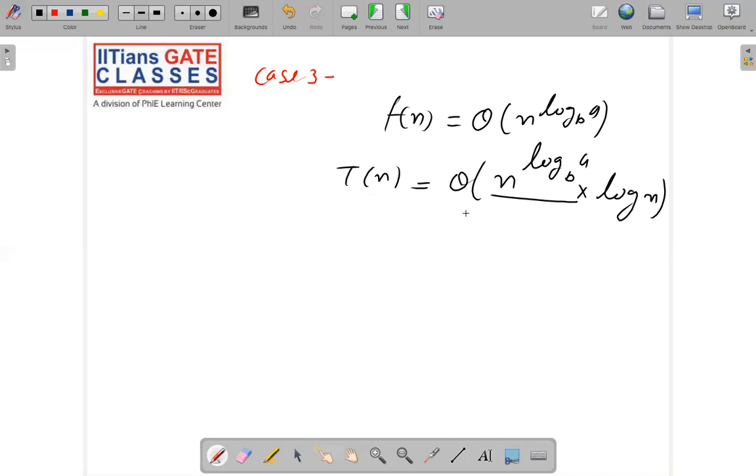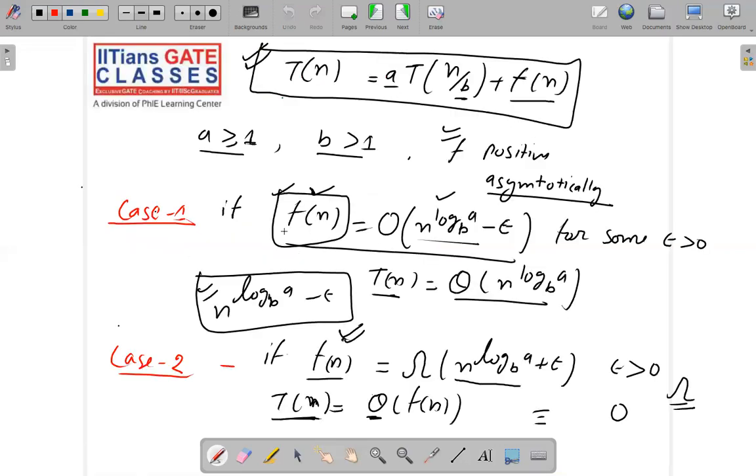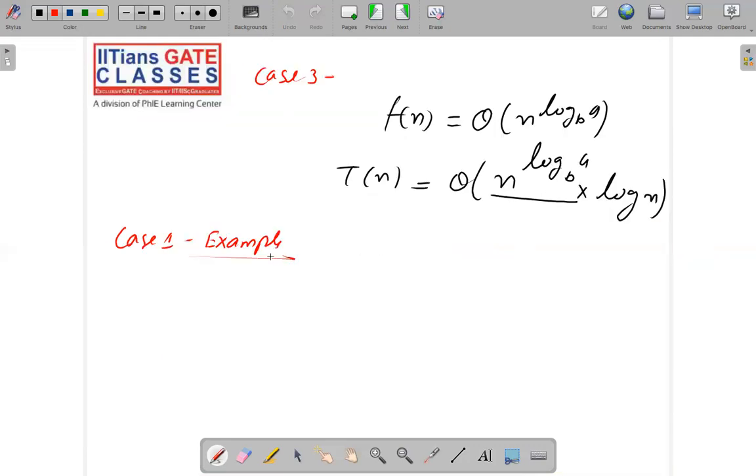So now let's solve some examples to get a better understanding of this. Let's start with the case 1 example. You can go back and check case 1, where f(n) is equal to order of n^(log base b of a), where we can say that f(n) is smaller than n^(log base b of a). So in that case, the answer is this one, n^(log base b of a).